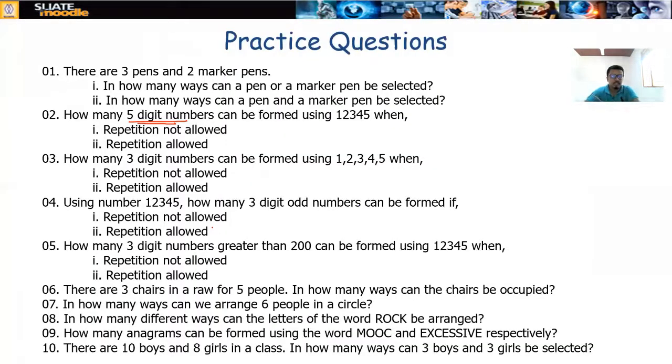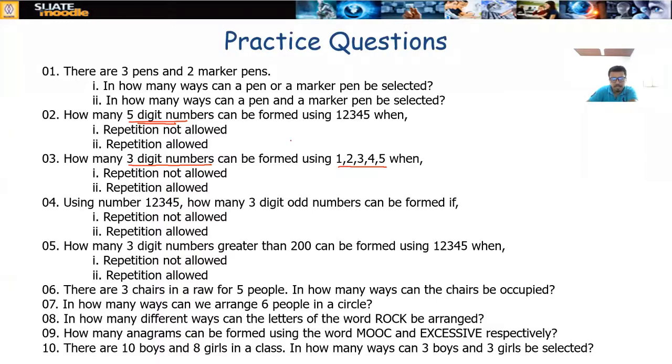Question number 3. How many 3-digit numbers can be formed using these digits 1, 2, 3, 4 and 5? Part 1, when the repetition is not allowed.